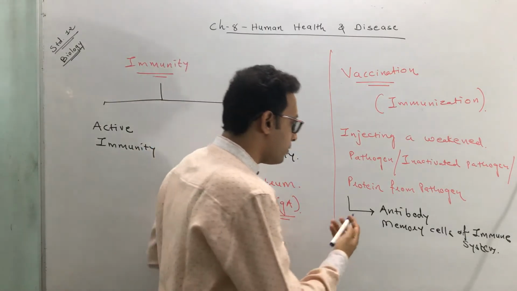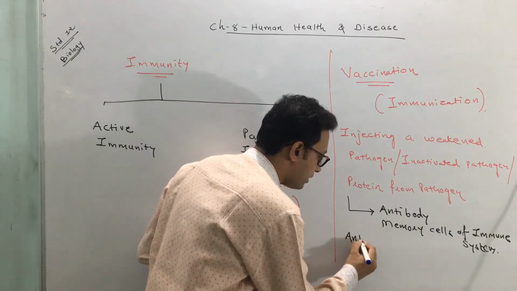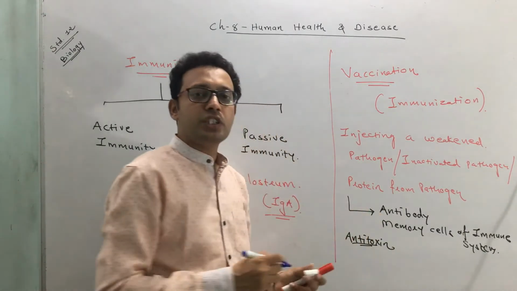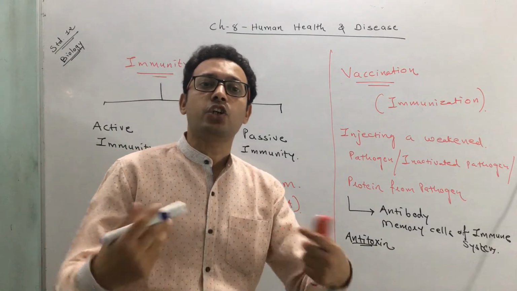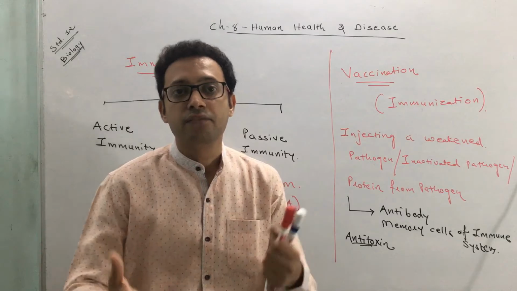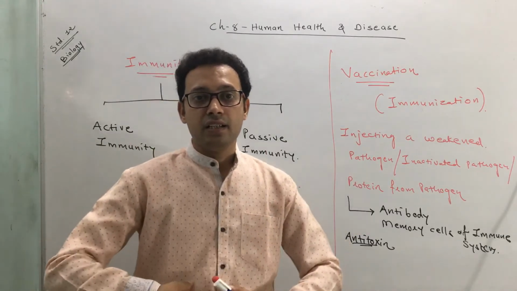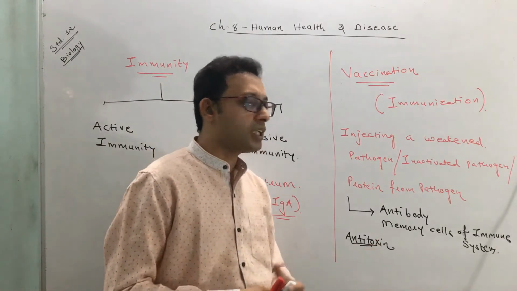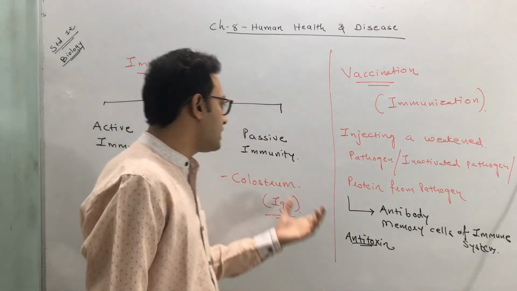In passive immunity you can also give antitoxins. Antitoxins are antibodies against toxin materials. They neutralize the toxin, the harmful material that is present in our body. So for this we can also give an antitoxin, as passive immunity.